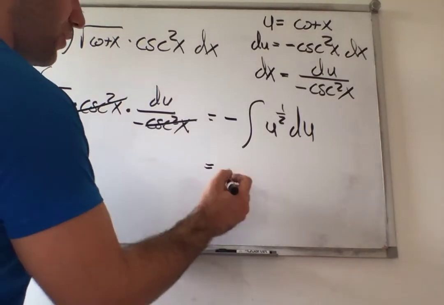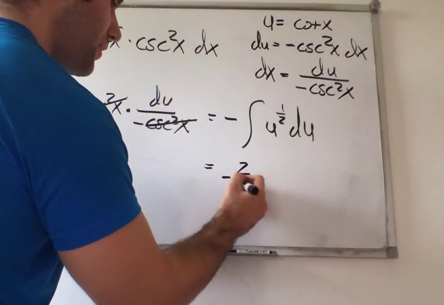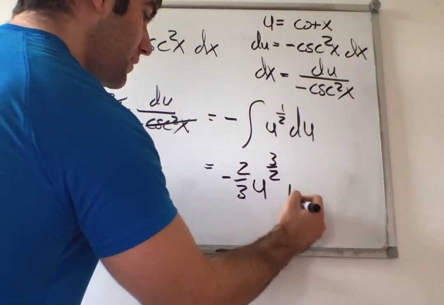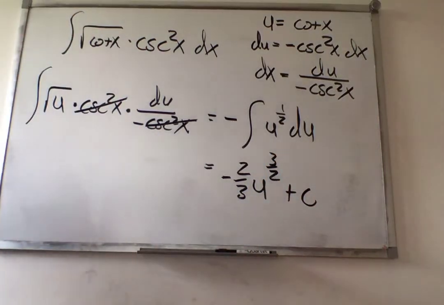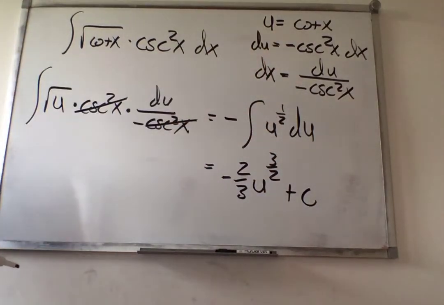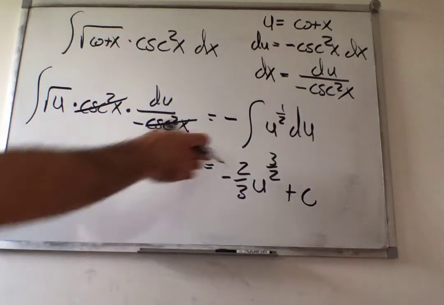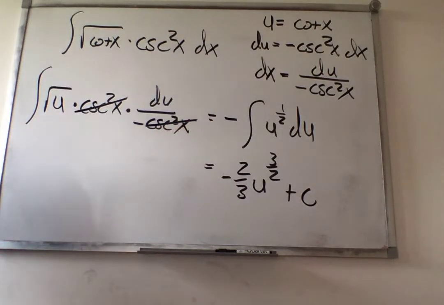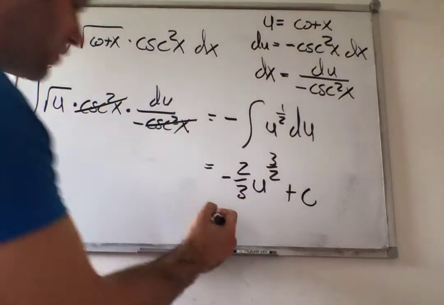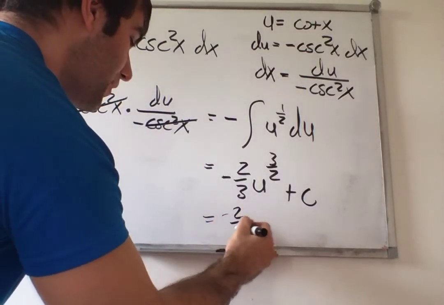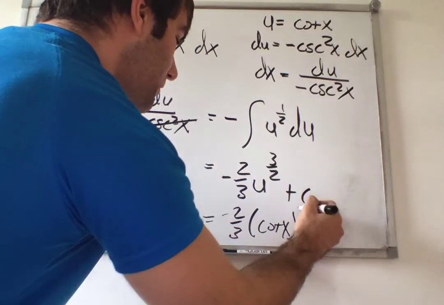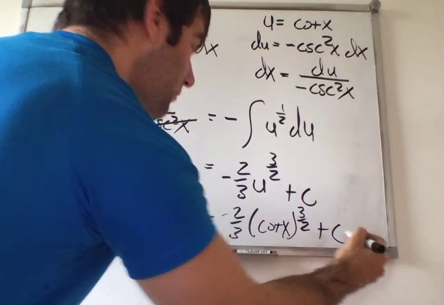Well, that's just the power rule. You get negative 2/3 u to the 3/2 plus c. Just undoing the power rule. Go up 1, you get 3/2. Divide by that coefficient, it flips, you get the reciprocal, 2/3. So now just plug in your cotangent. So the final answer is negative 2/3 cotangent of x to the 3/2 plus c.